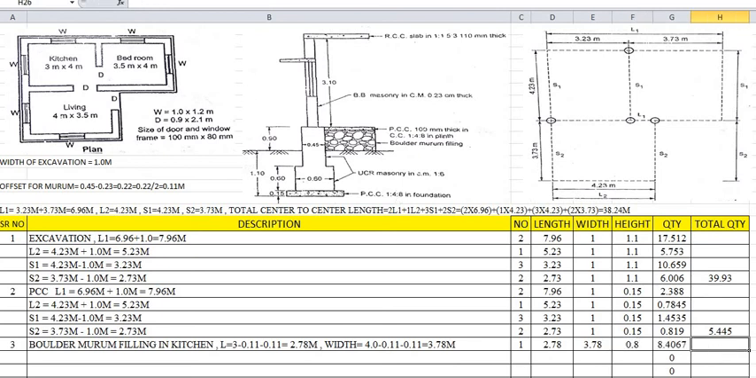So this is nothing but the total quantity of murum filling. This length calculation is very important, and this width calculation is also very important. We have considered the offset. The offset of murum filling we have mentioned here: that is 0.45 minus 0.23, which is 0.22.